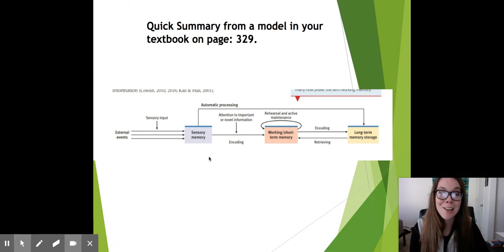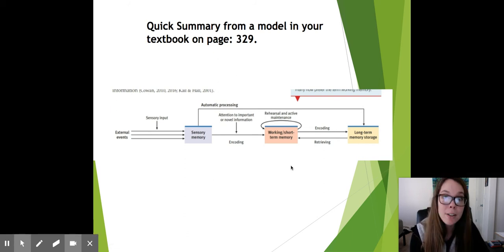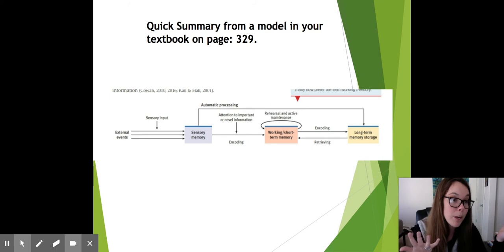I would highly recommend copying this down. It is from your textbook, on page 329. So just a really quick recap, we have our external events, our sensory input, and then it automatically, so right now you guys have sensory memory. You can probably know what I've been talking about for the past few minutes, but that's just where it is at, right? So sensory memory has to be encoded. Working memory is constantly working to retrieve, encode, and all of that fancy stuff.